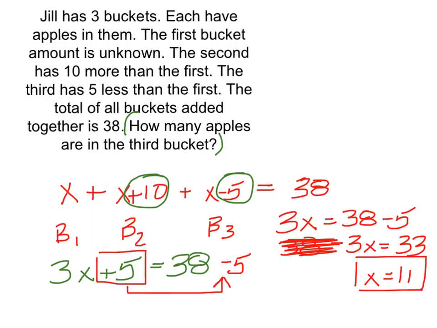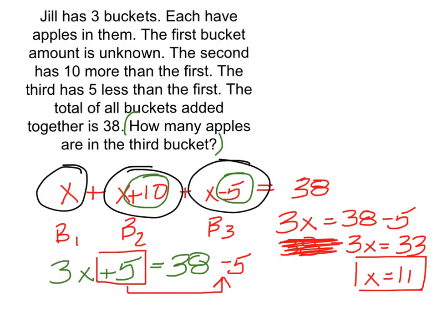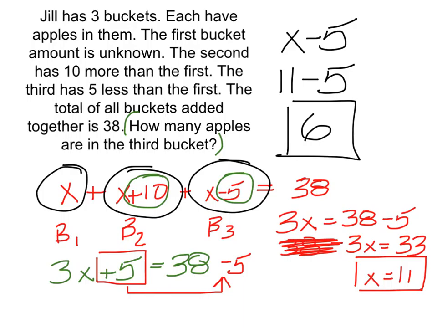But the question is asking, how many apples are in the third bucket? Which one of these expressions represents the third bucket? X minus 5. So if X minus 5 is the third bucket, and I put 11 in for X, how many apples are in the third bucket? 6. Example 2.